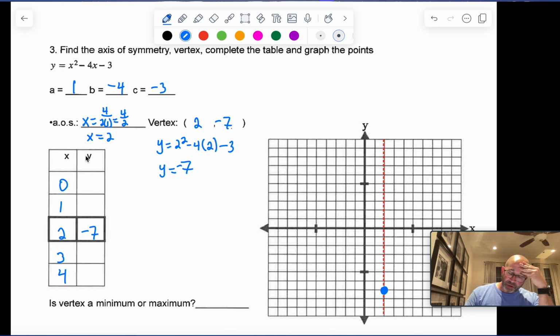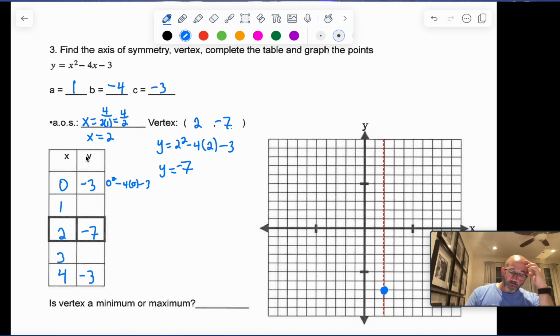If I put a 0 in for x in my function, that means we're taking the 0 and putting it in for the x's in these problems here. What we're going to get is 0 squared minus 4 times 0 minus 3. That means we're going to have a -3 when we simplify that. And down below, we should have the exact same value. That's that symmetry we just talked about.